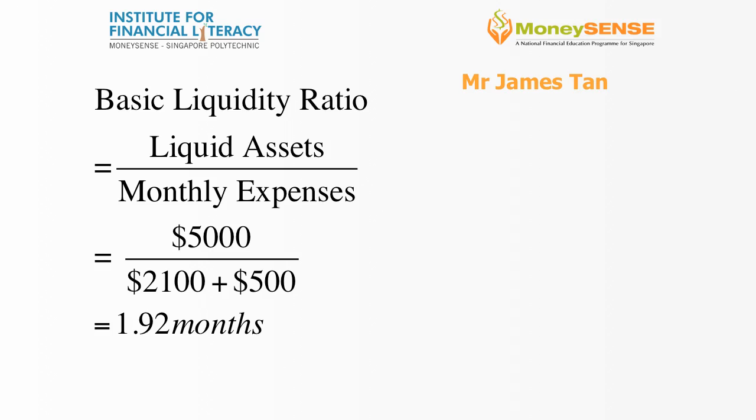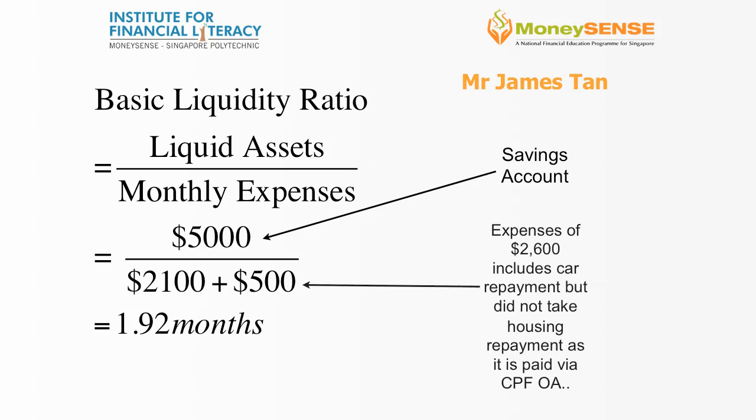Mr. James Tan has $5,000 in liquid assets which are from his savings account. His monthly expenses include $2,100 plus $500 on his monthly car loan. This brings his total monthly expenses to $2,600. Take note that his monthly expenses does not include his housing loan repayment, as this is paid through his CPF ordinary account. His liquidity ratio works out to be 1.92 months.